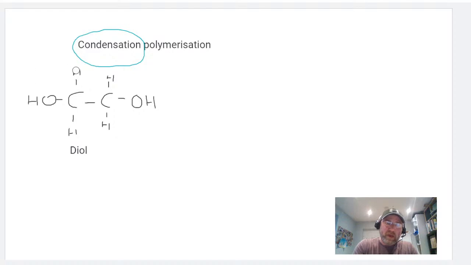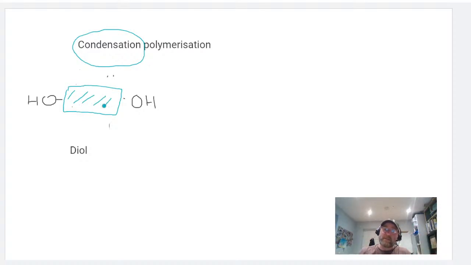Now, the exam board don't want you to get bogged down drawing all the carbons and hydrogens in between. So if you're doing AQA or any of the exam boards, they have a shorthand. They say don't bother with all of that, guys. Just understand that there are carbons and hydrogens in the middle. So they're saying we're going to draw a rectangle in the middle. You don't need to colour it in. But essentially, that's all the carbons and hydrogens.